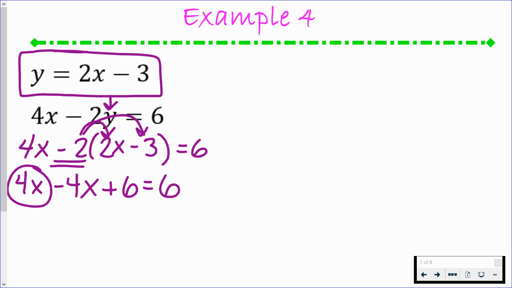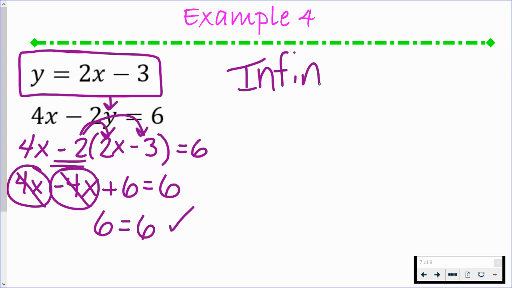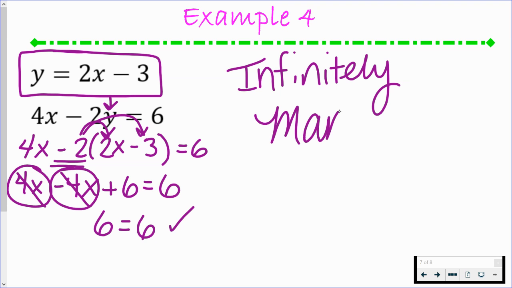Now I'm going to combine like terms. 4x plus negative 4x. It's going to cancel them out. Now I'm left with 6 equals 6. Is that a true statement? Hopefully you're screaming, yes. So when the variables cancel out and you're left with a true statement, then your solution here is infinitely many solutions.